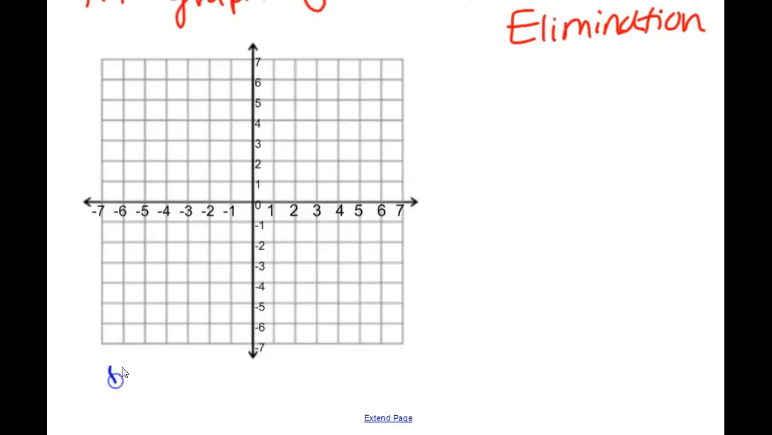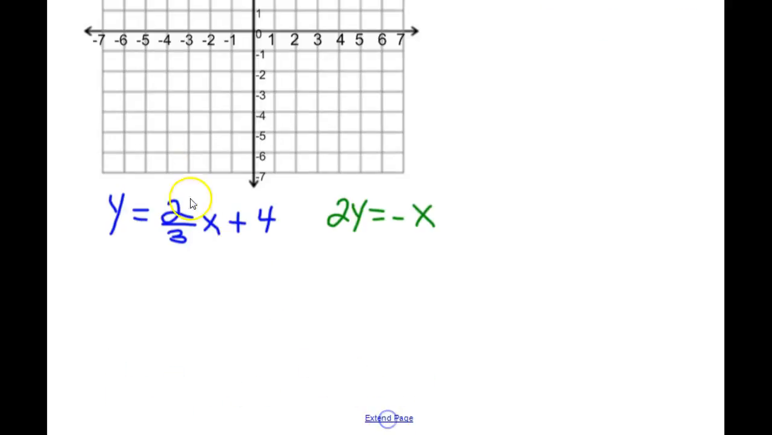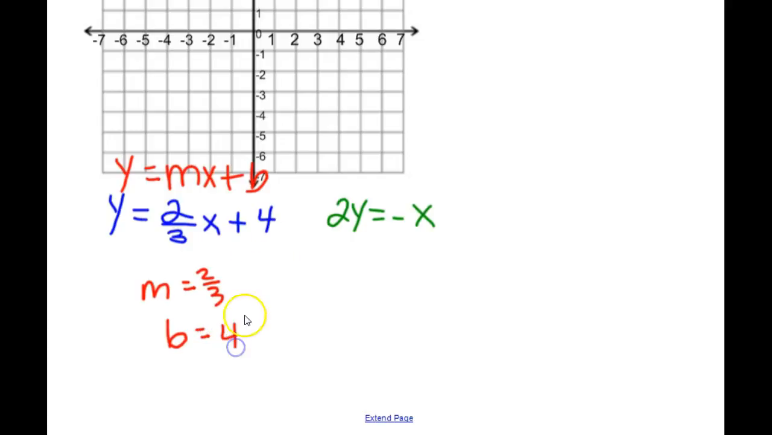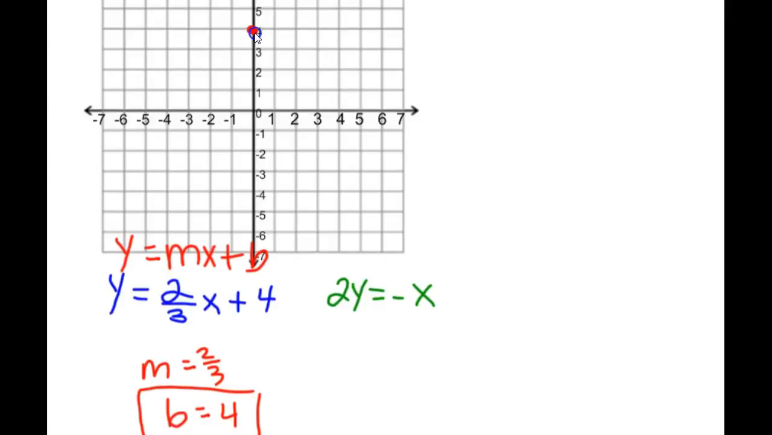If they give us two equations, let's say we have y equals 2/3 x plus 4. And let's say the other equation is 2y equals negative x. We would need to solve these for y to get the form y equals mx plus b so we can graph them. This one is already in that form. I know m is 2/3 and b is 4. Remember, b is where we begin, so I would begin this graph at up 4.